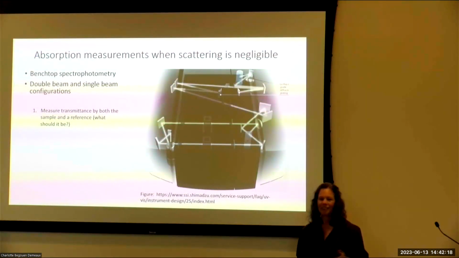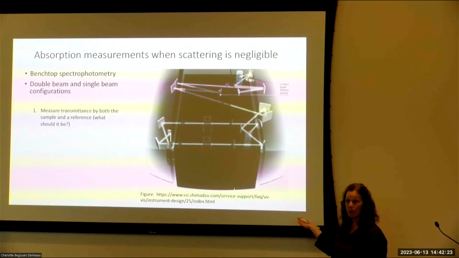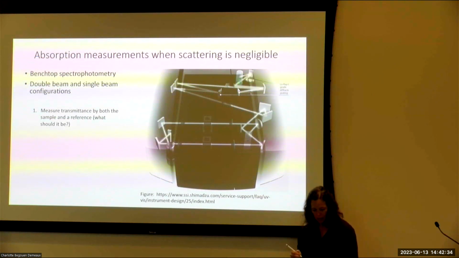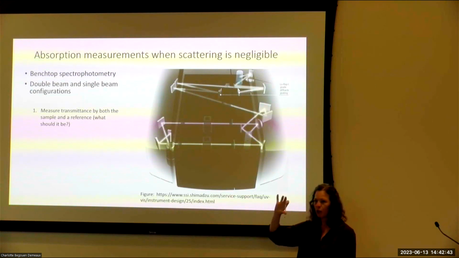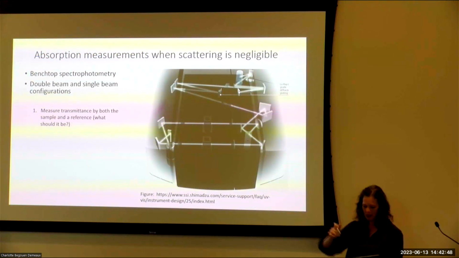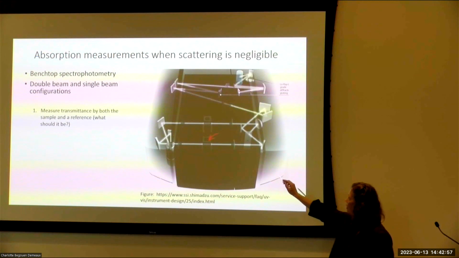Okay, so option one, we filter the water. There is no scatter. We can just use a benchtop spectrophotometer in this case. This is one of the oldest ways of doing this. So basically you take a sample and you put it inside a cuvette, which is a little rectangular container of various sizes, quartz or glass or occasionally polystyrene, depending on what you're doing, but a transparent container that fits into one of the sample holders in this.